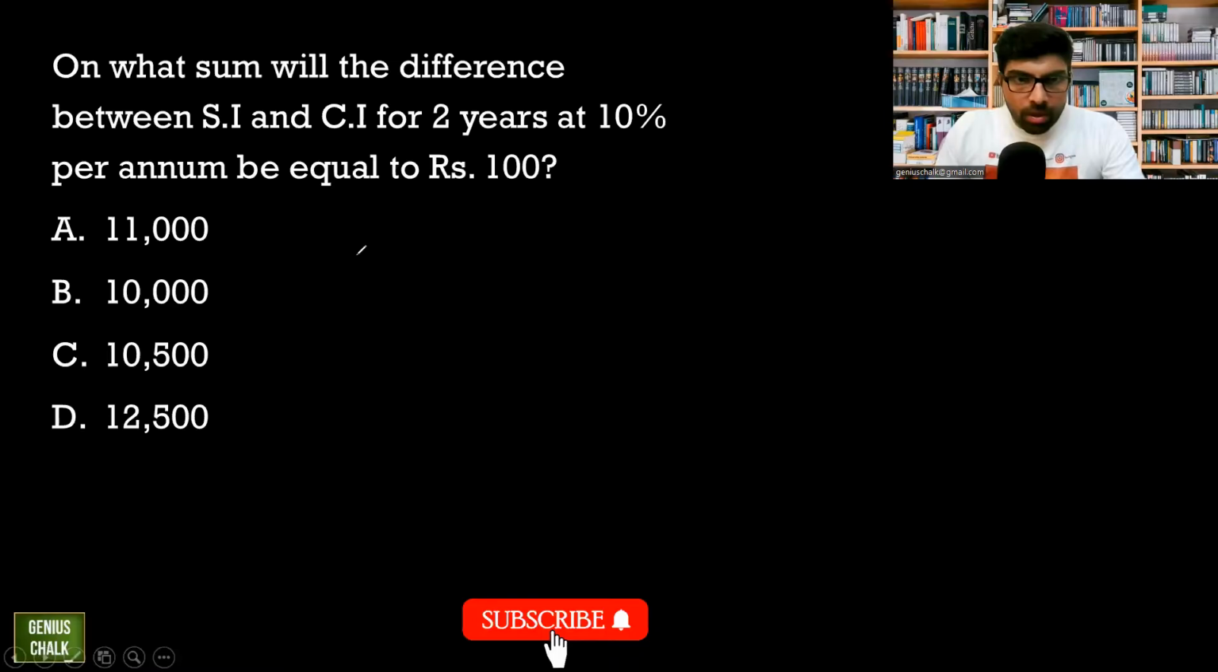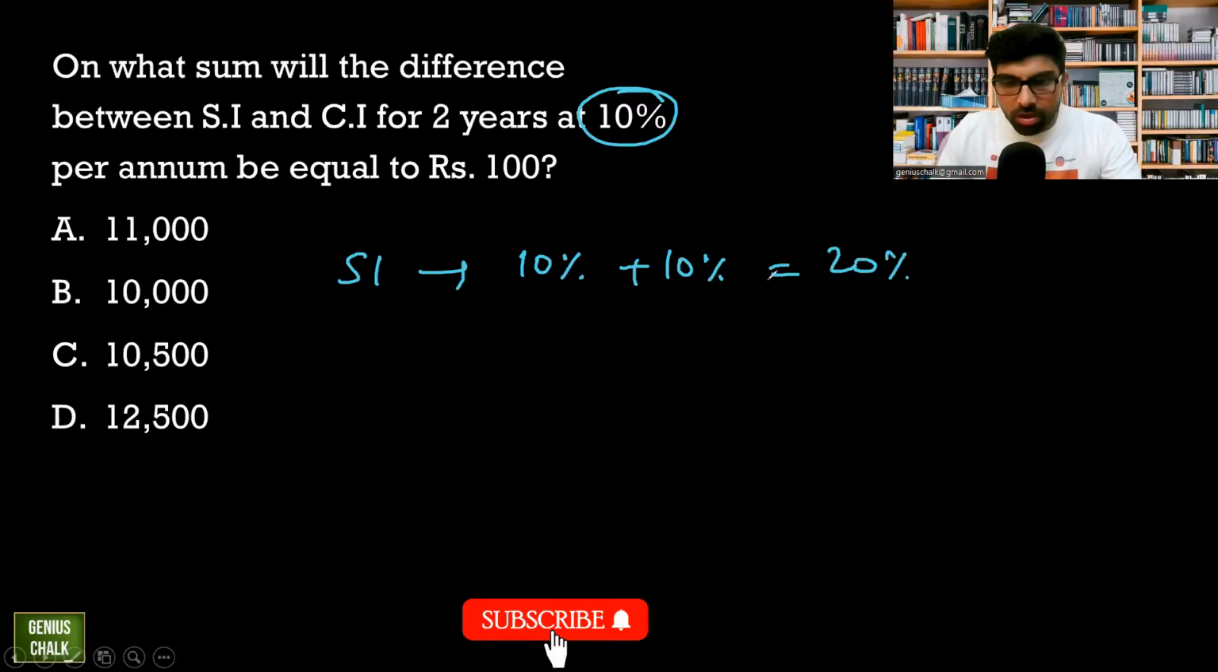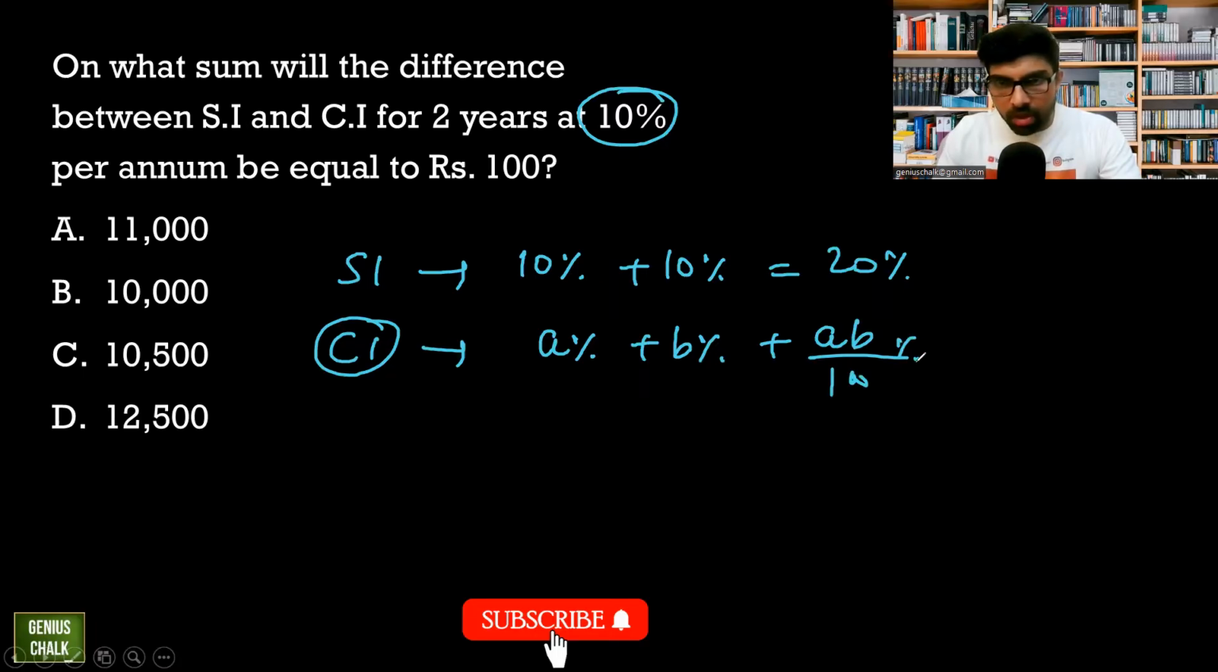Remember, SI for 2 years at 10%, simple interest is the same. So first year 10% interest, second year also 10%. That means the total interest is 20%. Compound interest is basically successive percentage. And when we have two percentages, A percent and B percent, then the overall percentage is given by A plus B plus AB by 100 percent.